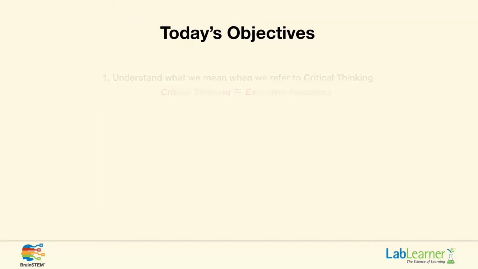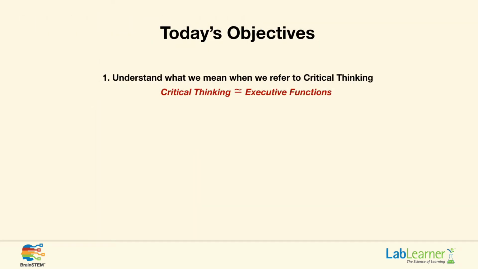All right, so what do we want to cover today in this talk? There's really 3 points. We want to understand what we mean when we refer to critical thinking. And this is important in this particular talk because, as I said, I'm going to try to relate neurocognitive science to classroom practice. And what you're going to see is I'm going to make a case for why we should think of critical thinking as something called executive functions in neuropsychology. So that'll be an important part.